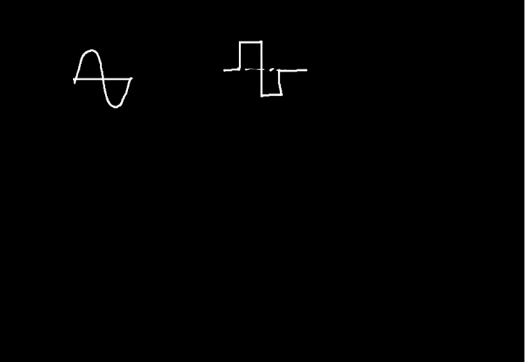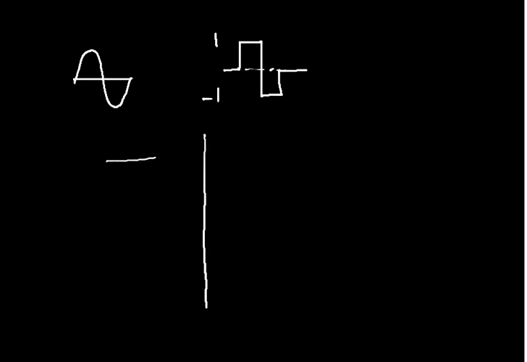Although it's discrete in amplitude, it may have two possibilities, one and minus one, it's continuous in time. So it's not a digital signal, it's a continuous time discrete amplitude signal. So therefore there are all four variations. A continuous signal may have some discrete amplitudes. Continuous signal may have discrete amplitude.